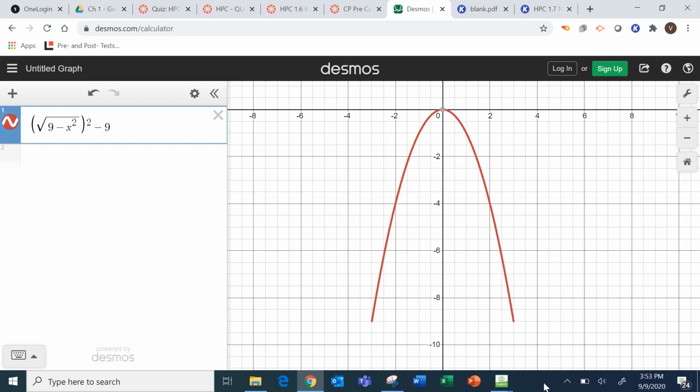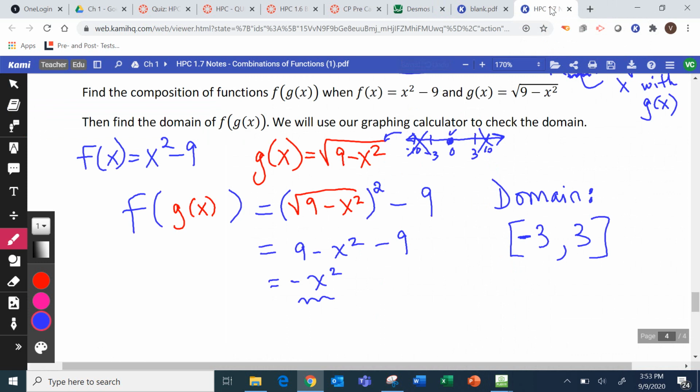So this could be a good way of checking it. It does also work on your graphing calculator. I just did not have my graphing calculator up on my computer.